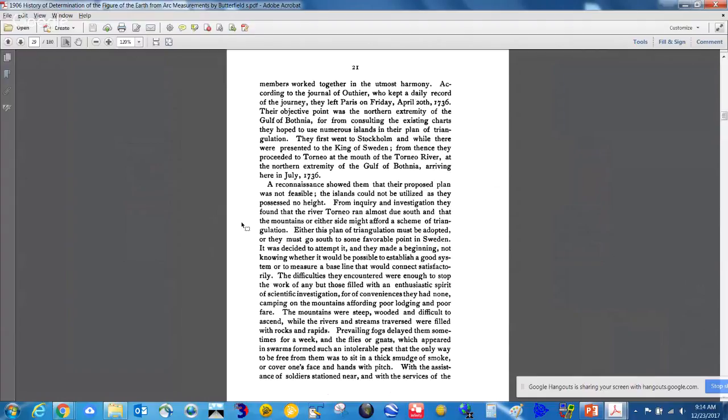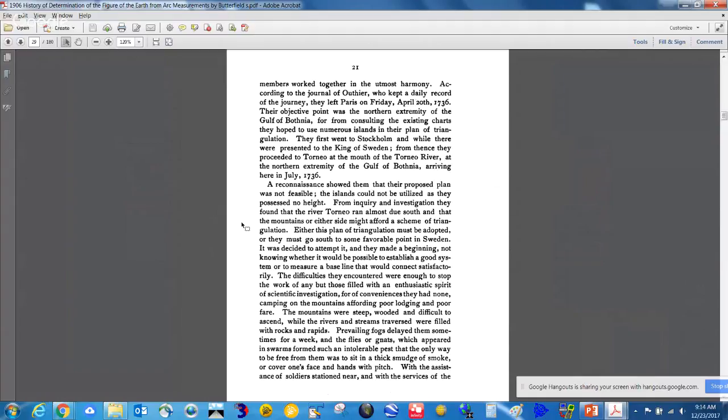The difficulties they encountered were enough to stop the work of any but those filled with an enthusiastic spirit of scientific investigation. For conveniences, they had none. Towns affording poor lodging or poor fare. I mean, think about it. That's one or two sentences that gives you a picture of people suffering. For conveniences, they had none. Towns affording poor lodging or poor fare.